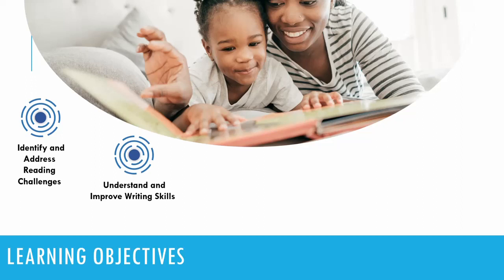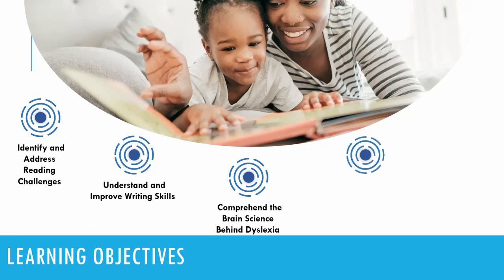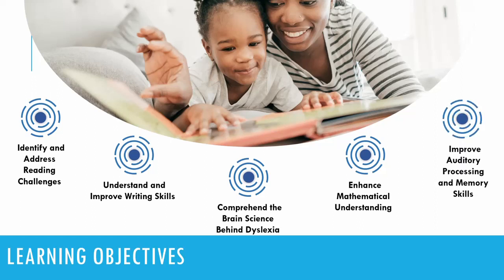enhance these skills. Comprehend the brain science behind dyslexia. Gain knowledge about the neurological underpinnings of dyslexia, including its effects on phonological processing, word recognition, spelling, and memory. Enhance mathematical understanding. Acquire skills to support dyslexic students in areas of numeracy, such as dyscalculia, number sense, and memorization of math facts. Improve auditory processing and memory skills. Learn strategies to aid dyslexic students with auditory processing and working memory deficits, including breaking down tasks and using memory aids.